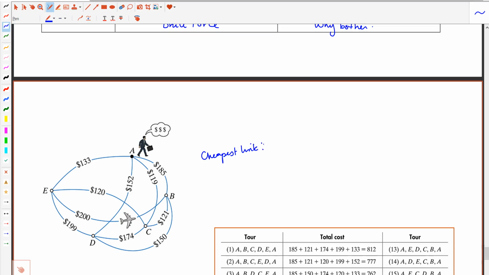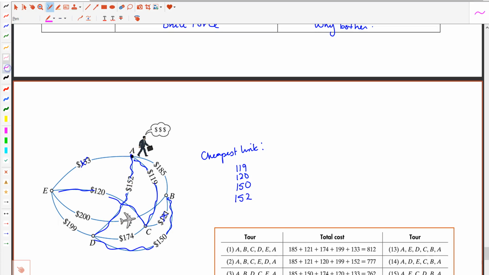Now cheapest link says, okay, the smallest weight I'm seeing anywhere in the graph is this 119. I would grab it. The next smallest number anywhere would be the 120. I would grab it. The 121 would be out because that's 3 edges coming out of vertex C. The 133 would be out because that would create a circuit up here. This 150 would be okay. This 152 would be okay.